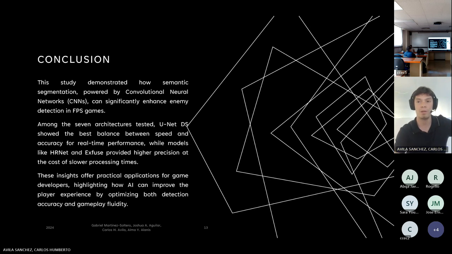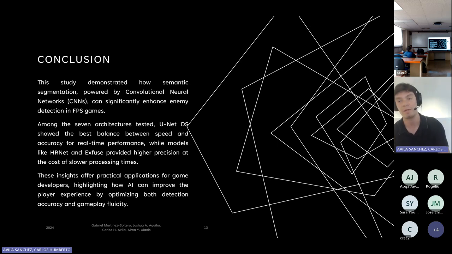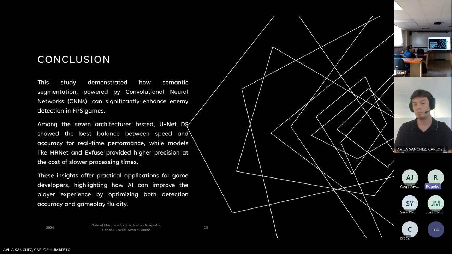We believe that this investigation can work like using data sets of video games to train models for real environments as well. But I think that is for future investigation. And that's it. Feel free to ask questions. Any questions?